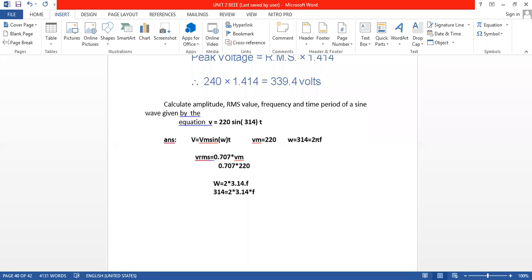Okay, f. So what do we get? f is equal to 314 divided by 6.28. 3.14 into 2 is 6.28. If you have a calculator, do 314 divided by 6.28.